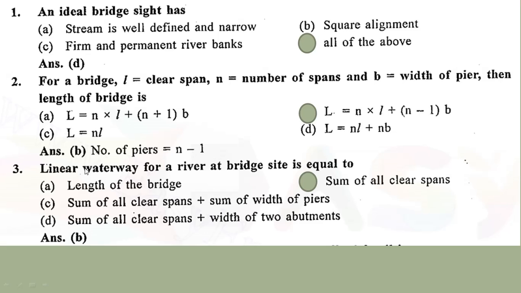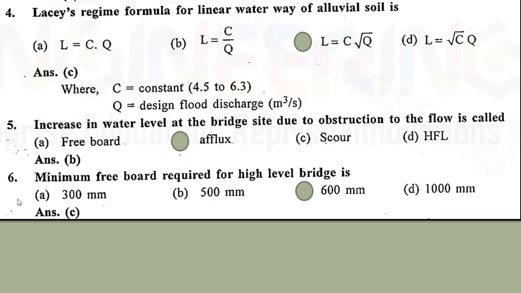Third, linear waterway for river at bridge site is equal to the sum of all clear spans. Then Lacey's regime formula for linear waterway of alluvial soil is L is equal to C into square root of Q, where C is a constant for alluvial soil, C is equal to 4.5 to 6.3 and Q is equal to design flood discharge which is in meter cube per second, and C is constant, so it has no unit.